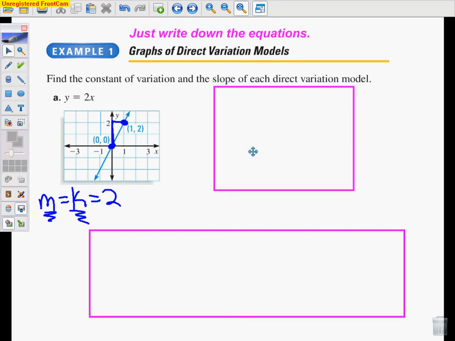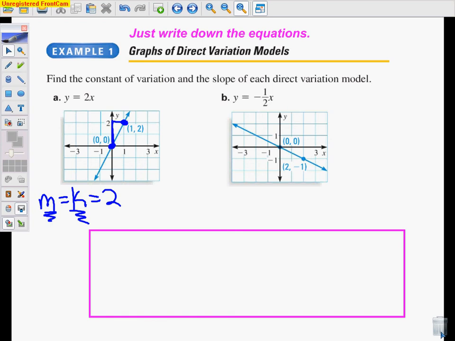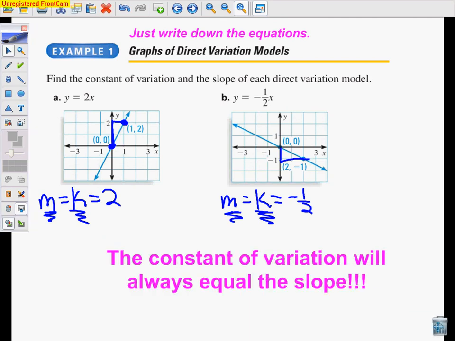Let's try the next one. What do you think the constant of variation is here? Well, the constant of variation in this problem is -1/2. Well, what do you know about the slope? The slope is also -1/2. Notice a pattern? You see how the constant of variation and the slope are equal to each other? Well, ladies and gentlemen, that is not a coincidence. The constant of variation will always equal the slope. Constant of variation and slope are really the same thing.